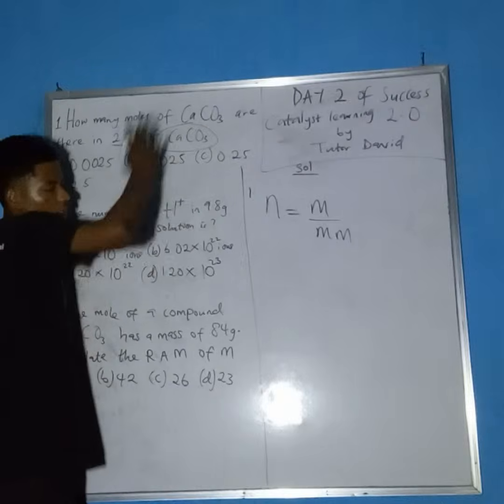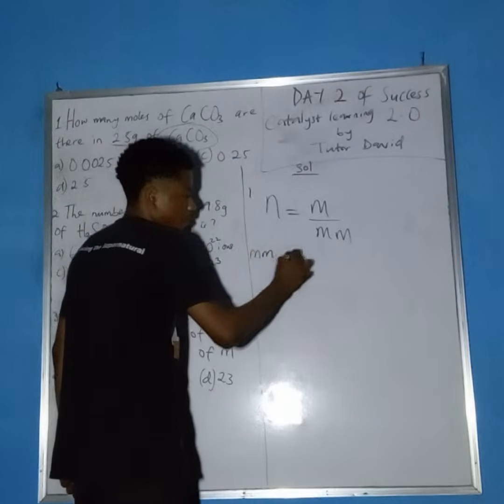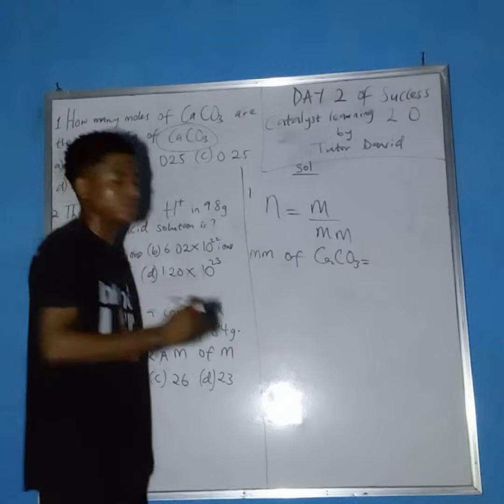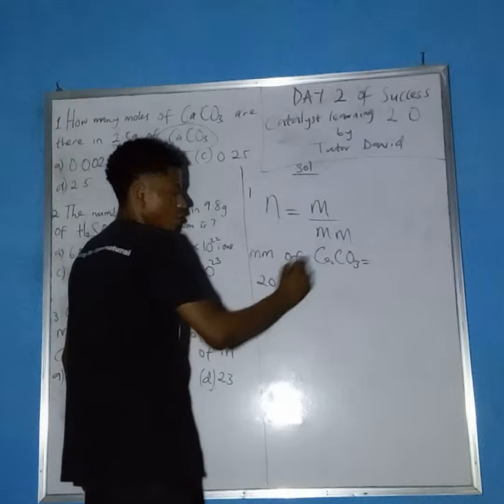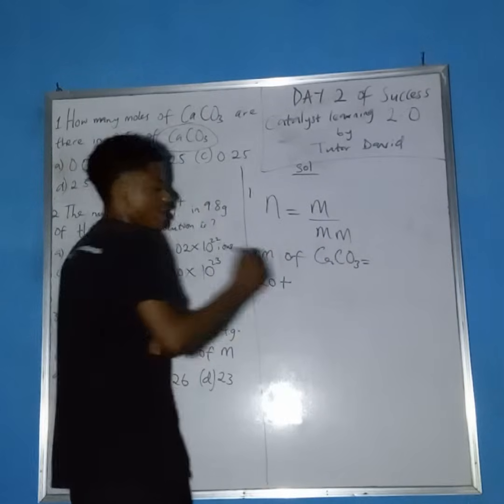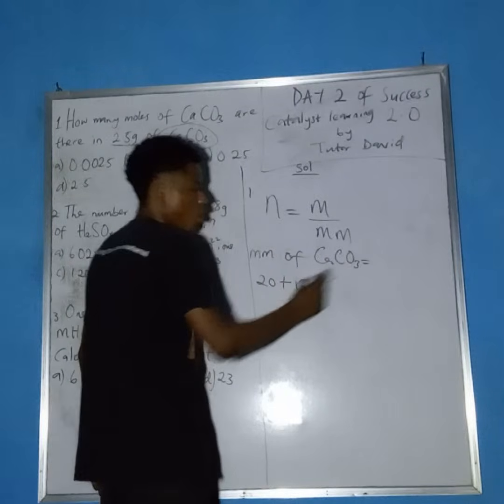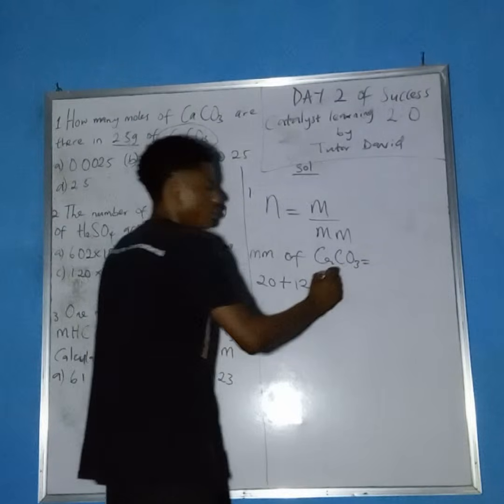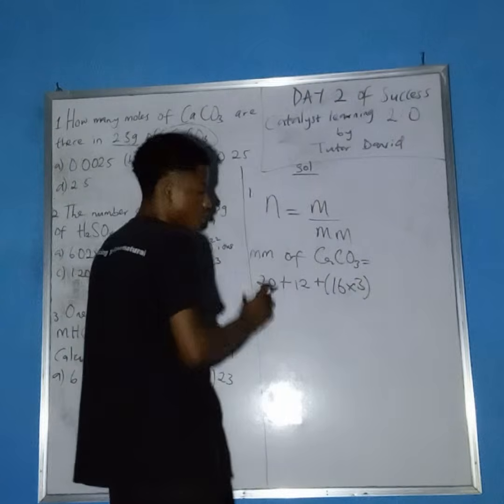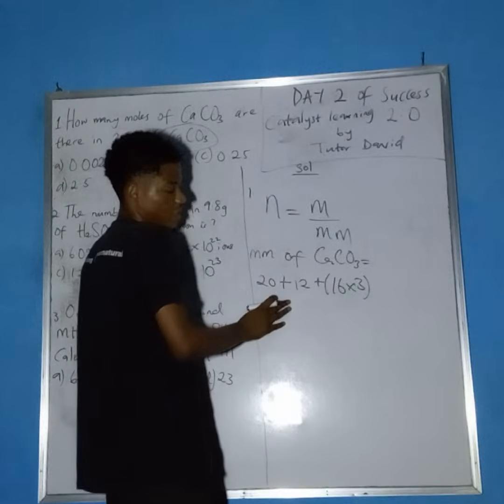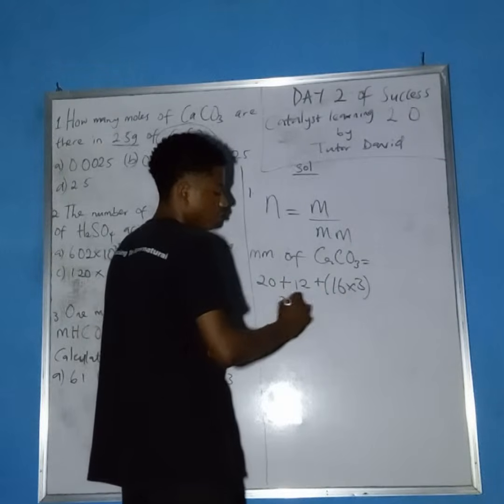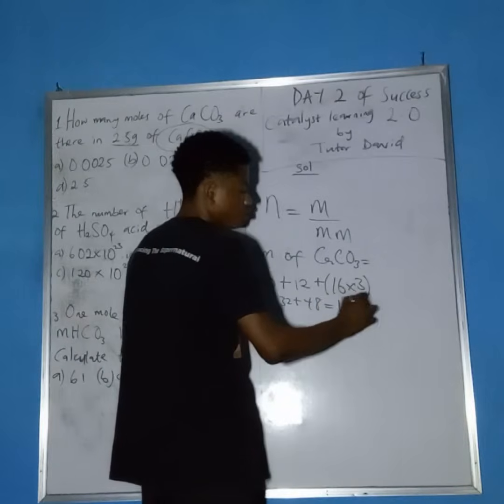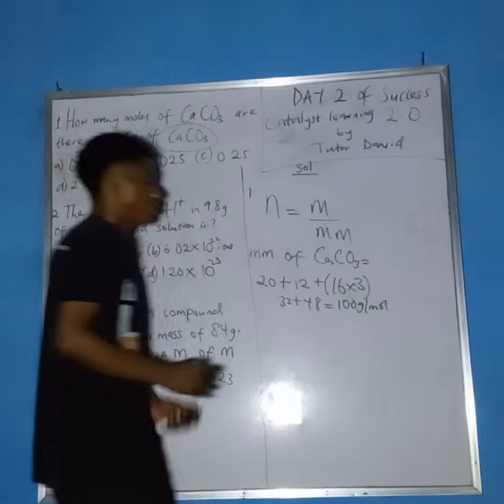So to do that, the molar mass of calcium carbonate, CaCO3, becomes the atomic mass of calcium, which is 40, plus carbon, which is 12, plus oxygen, which is 16. How many moles of oxygen can we see? We can see 3 moles there, so we bracket it: 16 times 3 is 48. 12 plus 48 plus the calcium gives us 100. So 100 grams per mole.